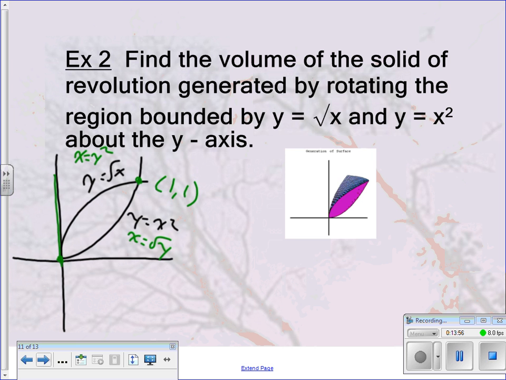Then we're going to find our little r and our big R. Start at the axis of rotation. Go until you hit the first curve. That's your little radius. Once again, axis of rotation until you hit the second curve. That's your big radius.